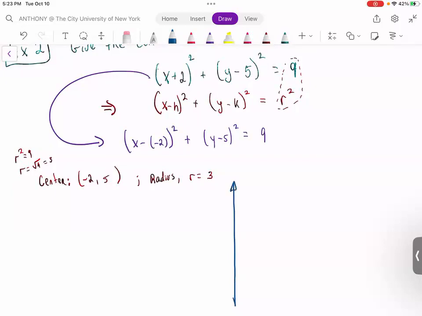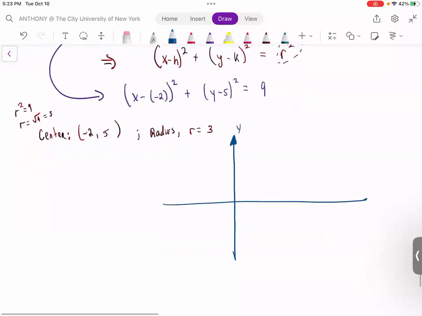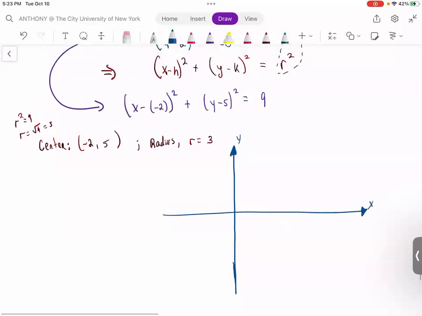So let's say here's my y-axis. Here's my x-axis. So first thing is you plot the center. So the center is -2, 5. So I go 2 units left. 1, 2. Again, this is not going to be drawn to scale. And I got to go 5 units up of the origin. So there you go. There's our center.